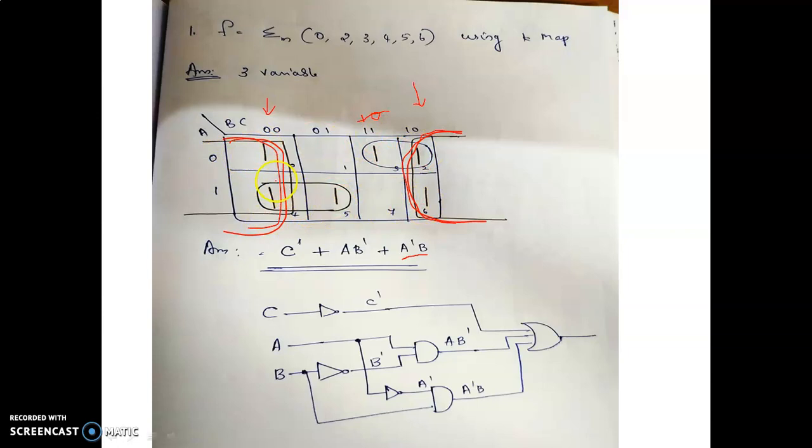So we cannot take A. Now consider the BC values. Here B is 0, here the B value is 1. Hence you cannot take B. What about the C value? Here it is 0, here it is 0. So you can take the value C for this quad. So the representation is, since C is 0, it is C bar. Hence for this quad group, the representation is C bar. Okay, so those four ones are grouped.